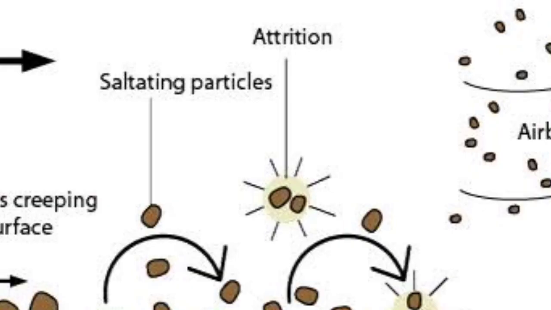Next is the attrition process. In this process, students, the sand particles which remain suspended in the air also strike each other. As a result, due to friction, they are reduced, disintegrated, or get rounded in shape. This process is called attrition.